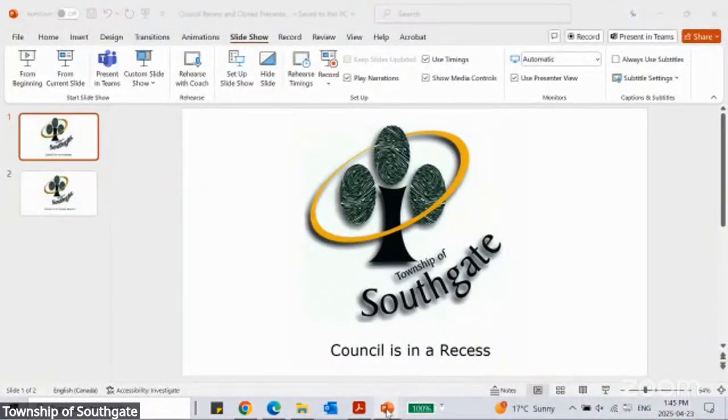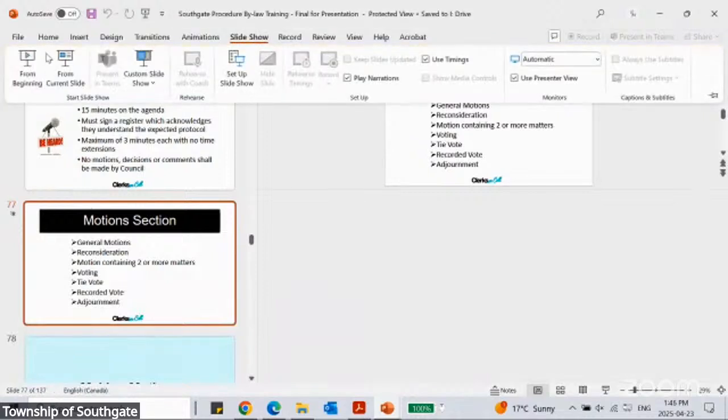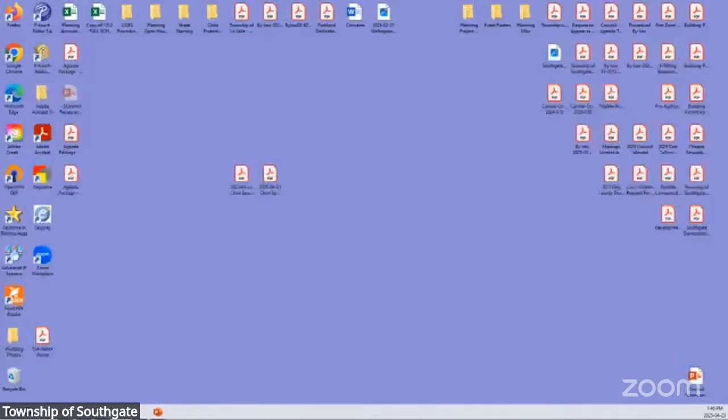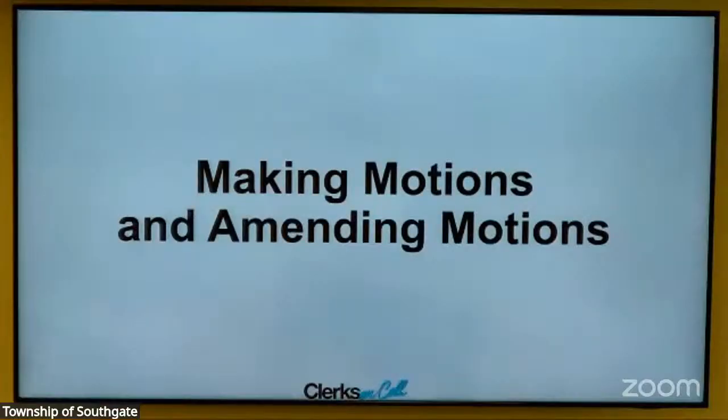So the next section is motions. We're going to discuss motions generally, just as a bit of a refresher, and then we will talk about the details of the specific motions in the draft bylaw. Again, some of this might seem really basic to those of you who are more experienced members of council, but we've structured the presentation in such a way that it ensures everyone has the same level of understanding of motions, and it's a good review for everyone.